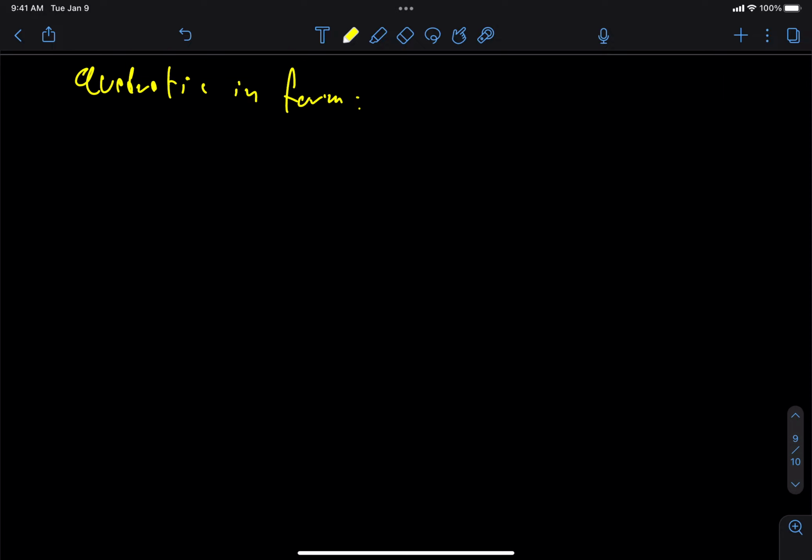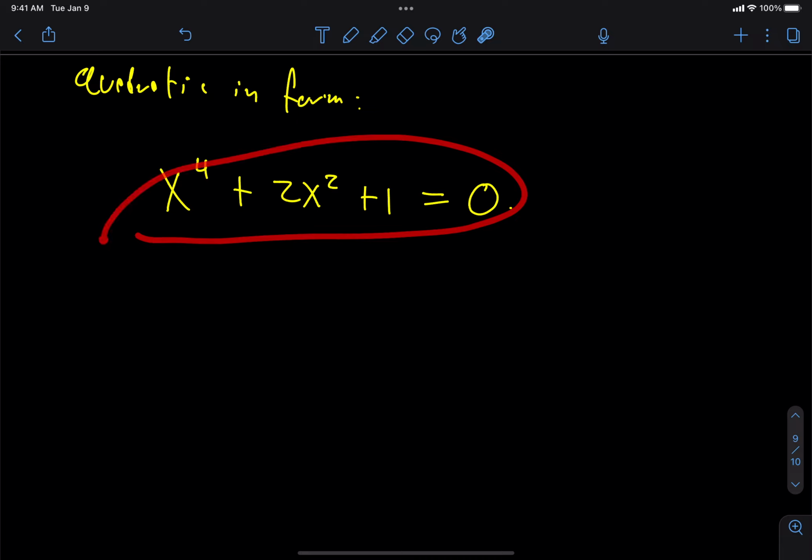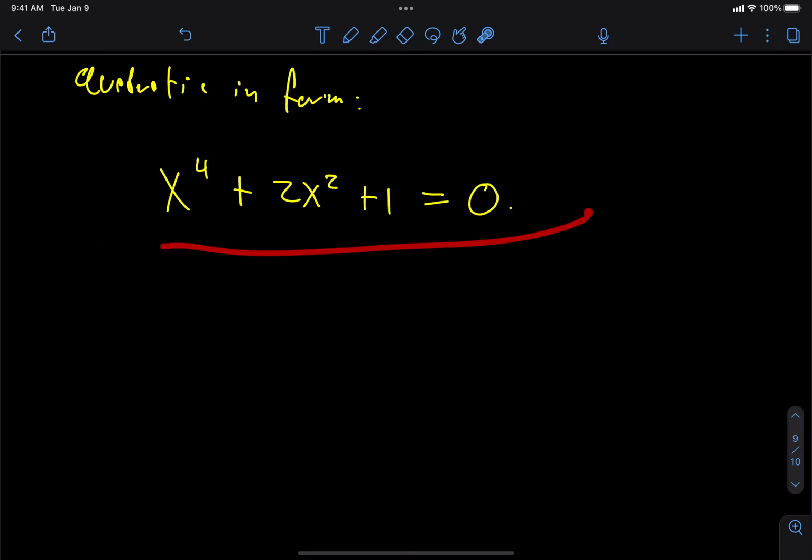So, the thing about equations which are quadratic in form is they'll give us something like x to the 4 plus 2x squared plus 1 equals 0, okay? And the trick is to see that although this equation is not quadratic, there is a special relationship between the powers of x, okay? They go like x to a certain power plus x to half of the previous power plus x to the 0. Okay, so here's quadratic in form.